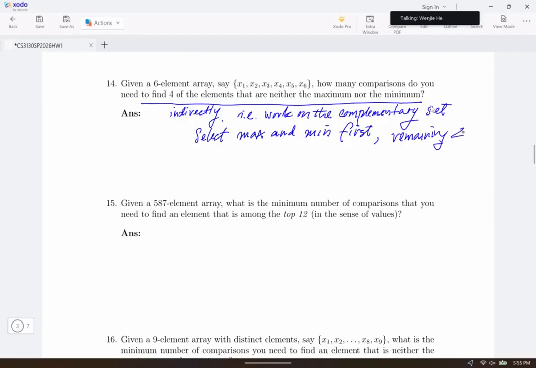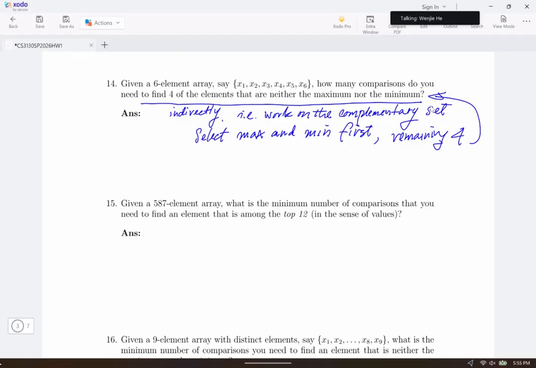Remaining 4 elements. That's our solution. This semester, I haven't seen any student use the direct way. Because if you use the direct way, trying to find those 4 elements, not the maximum, you need to do a lot of work. Too much work. Okay?